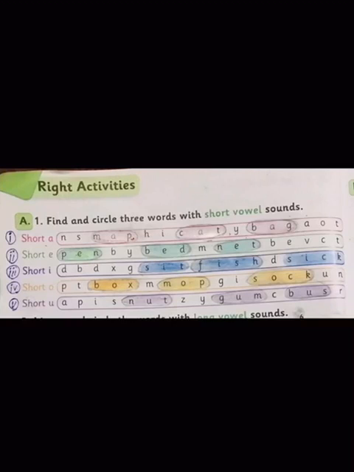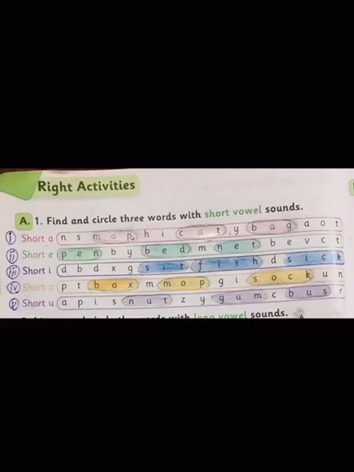The first one is short A, which is in pink color. Let's read these colorful words one by one and spell them so you can understand how the short A sounds. And students, kindly draw circles around these words and fill them in with different colors. The first one is short A. M, A, P, map. This word has short A sound.